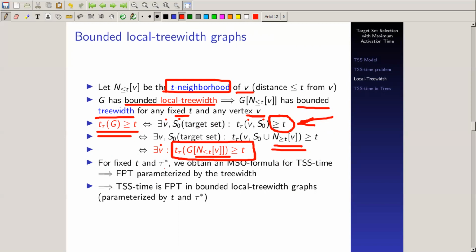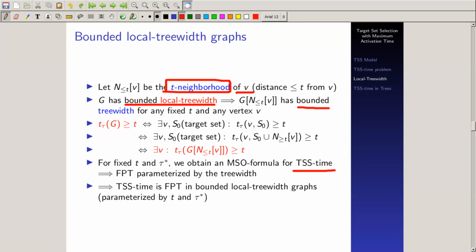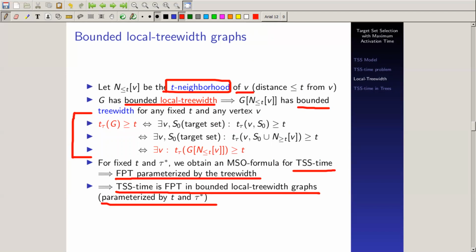For fixed t and tau star, the maximum threshold, we obtain a monadic second order formula for TSS time, which implies that this problem is FPT parameterized by the treewidth. From this, TSS time is FPT in bounded local treewidth graphs parameterized by t, the time, and tau star, the maximum threshold.